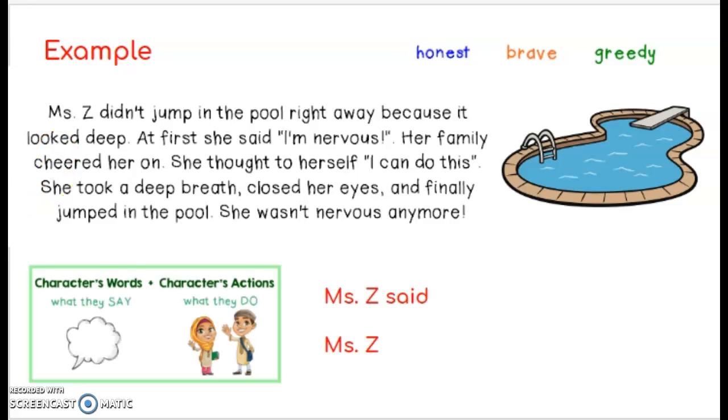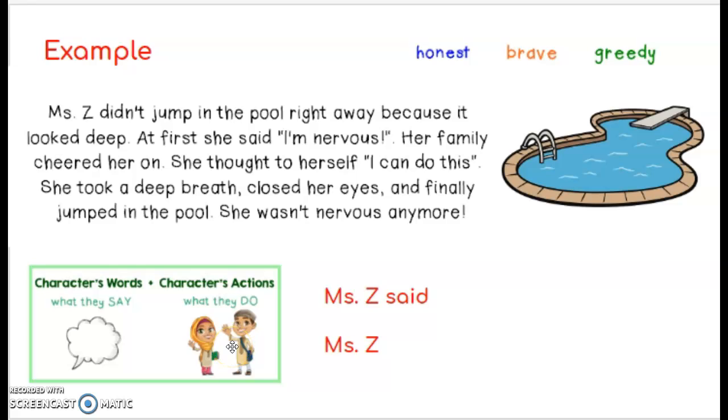In order to figure out what this character trait is for Miss Z, we need to really pay attention to what Miss Z says and what Miss Z does. I'm going to read it again and really notice these two things to determine which character trait I can use to describe Miss Z. I'm going to read it again.